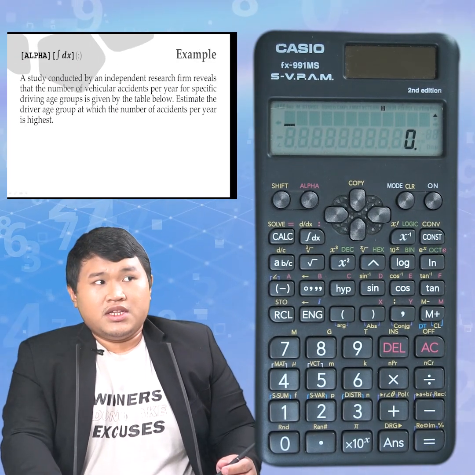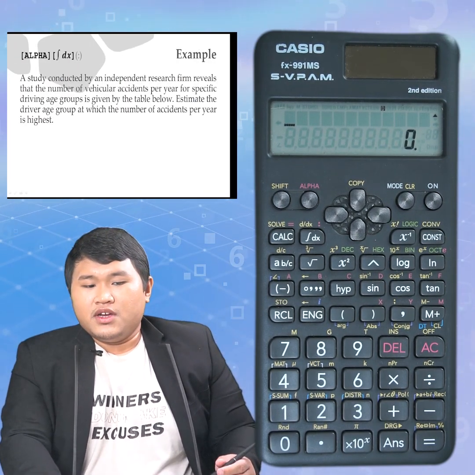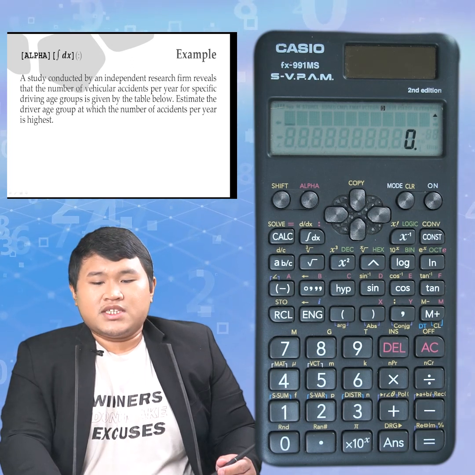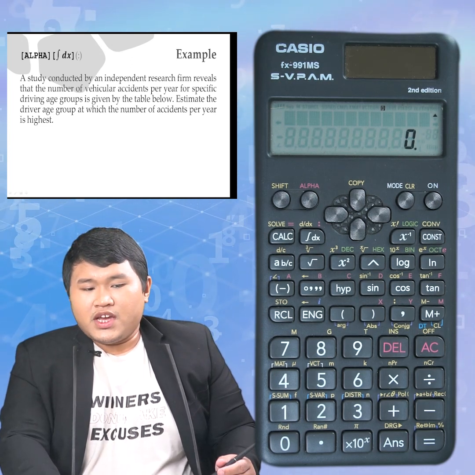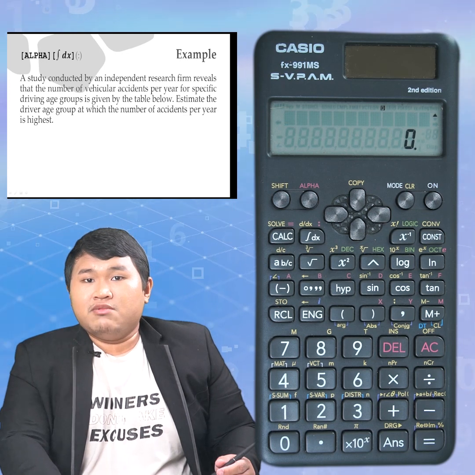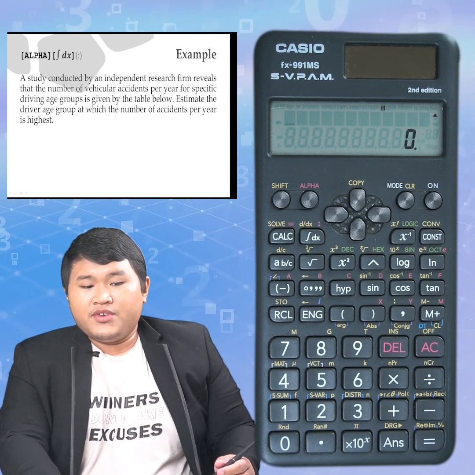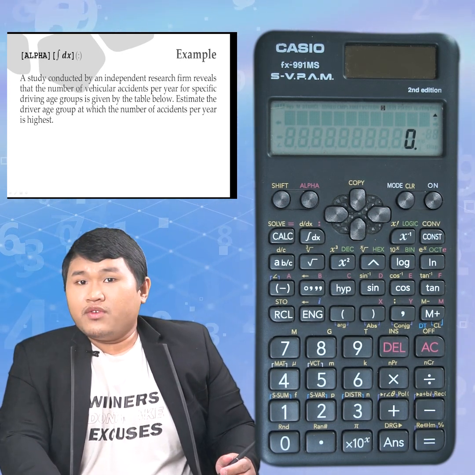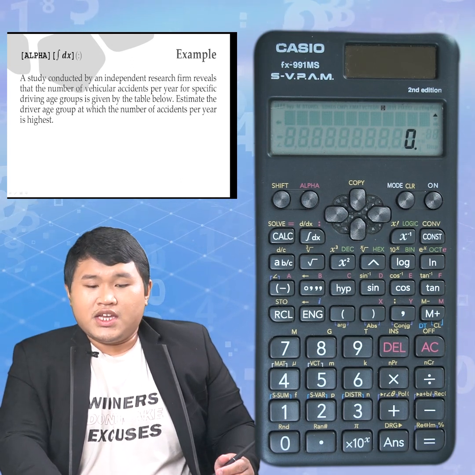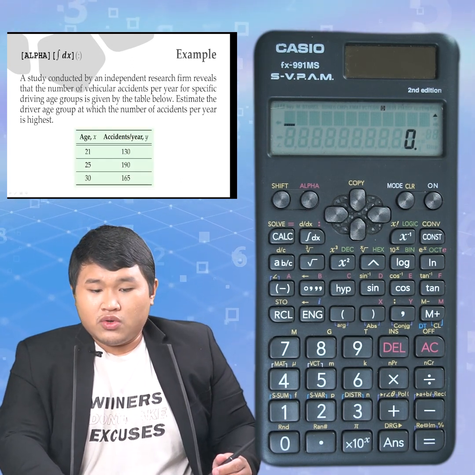As an example, a study conducted by an independent research firm reveals that the number of vehicular accidents per year for specific driving age groups is given by the table below. Estimate the driver age group at which the number of accidents per year is the highest. The table is shown below.